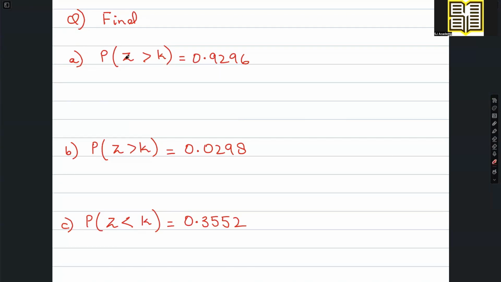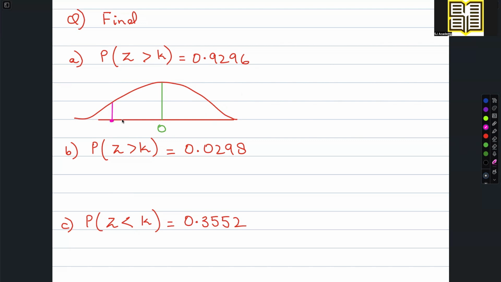Now in part A, we have to find the z value for the probability 0.9296, and it's given that z is greater than k. First, making the probability normal distribution graph over here. Once we make the graph, we know that the probability is greater than k, which means it's towards the right of k. So first we can make the central point, which is 0. Now, as the probability towards the right hand side is 0.9296, it means that the z value must lie towards the left of 0, as the probability towards the right is 0.9296.